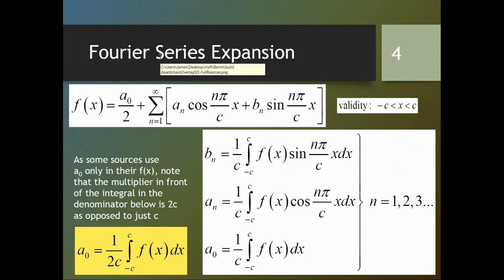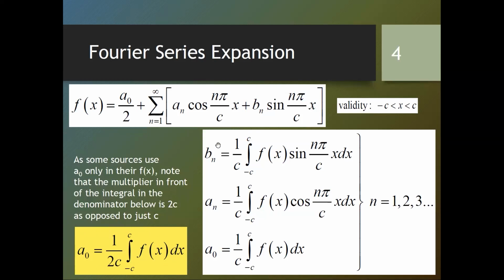So for the Fourier series expansion, kung ito yung form, sabi nga ayan, as some sources use A0 only in their f(x), note that the multiplier in front of the integral in the denominator below is 2c, as opposed to just c. Kasi di ba, some books, A sub 0 over 2, yung iba naman, pag A sub 0 lang, naglalagay naman sila ng 2 sa ilalim. So it's just the same. Ito, di ba yung A sub 0 ng iba ganito? Pero yung iba, ito yung ginagamit.